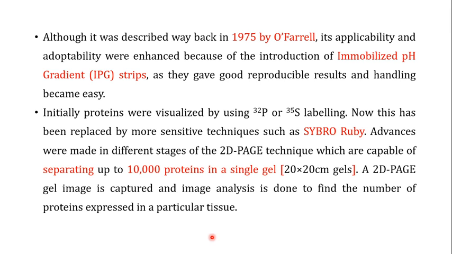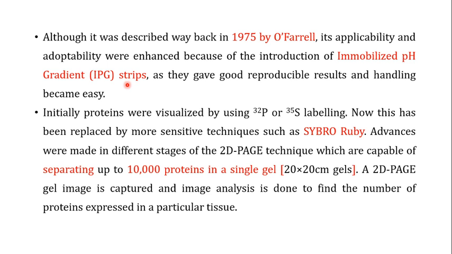If you talk about the history, the 2D was described back in 1975 by O'Farrell, but its applicability and adoptability were enhanced because of the introduction of the immobilized pH gradient strips, which are used in isoelectric focusing, and we will see that in a while. Now these immobilized pH gradient strips have very good reproducible results, and handling became very easy.